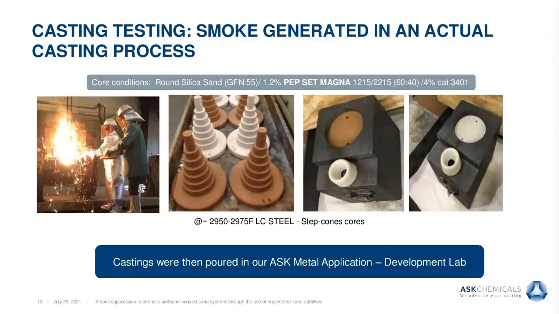And by the way, these cores were made just to make it clear here. They were made with round silica sand, 1.2% PEP SET Magna 1215, 2215, and a ratio of 60-40 part 1 to part 2. And the catalyst was 4%, 3401. Let's see if I can play this video.